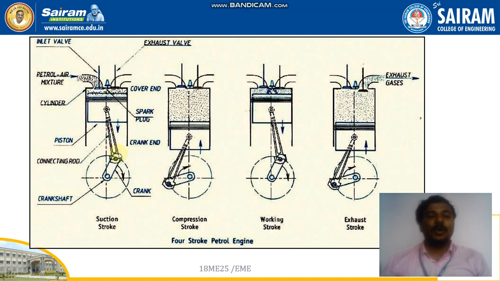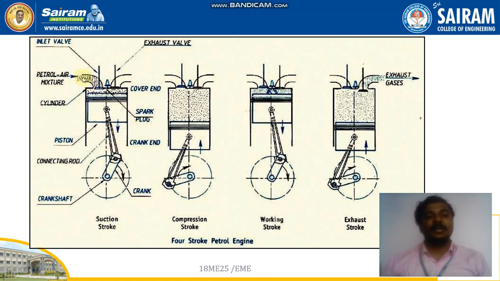The crank starts rotating. The energy to rotate this crank is taken from the battery. When it moves from 0 to 180 degrees, the piston reaches the bottom dead center. Now the engine cylinder has been filled with the mixture of fuel and air between top dead center and bottom dead center, which we call the swept volume.